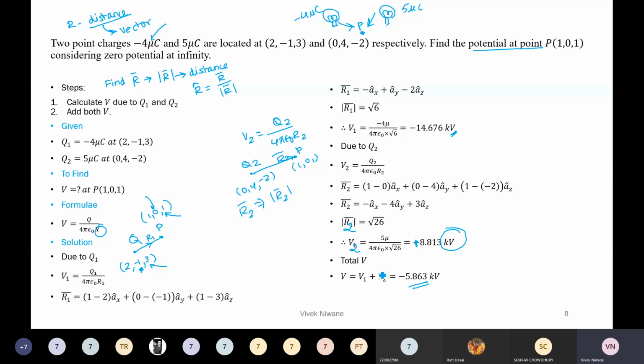Did you understand the procedure or not? Hello, someone please give me yes or no. I am asking about the procedure, not the calculation. Am I audible? Yes, sir. Okay. Sir, kind of understood, sir. Did you understand these two steps? Calculate V due to Q1 and Q2 and add both voltages. What else is needed?